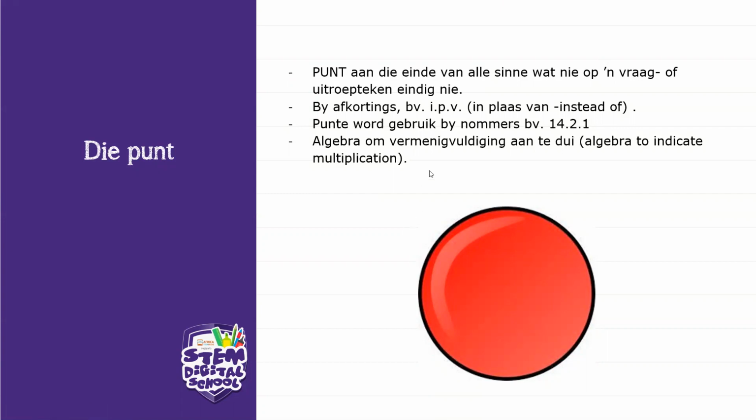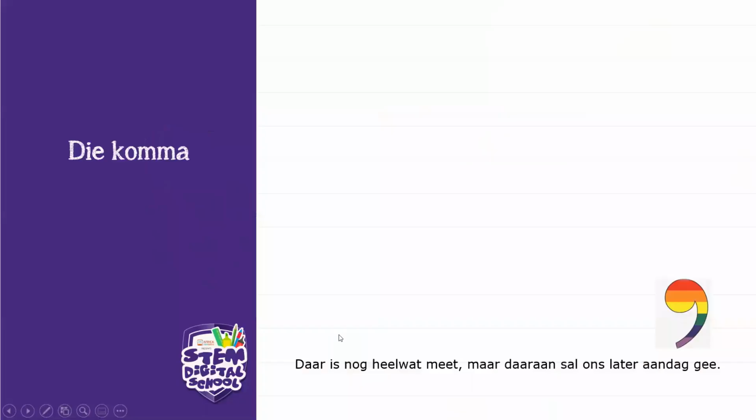Thank you. Okay, so the next thing then, it can also be used with tye, bijvoorbeeld 9:30, but in Afrikaans now, that was the old way of writing time, with only the one full stop. They write it with the double punt today. Okay, and that is then punt so far.